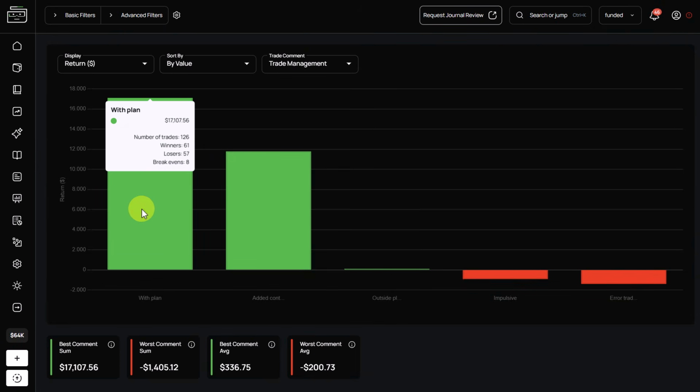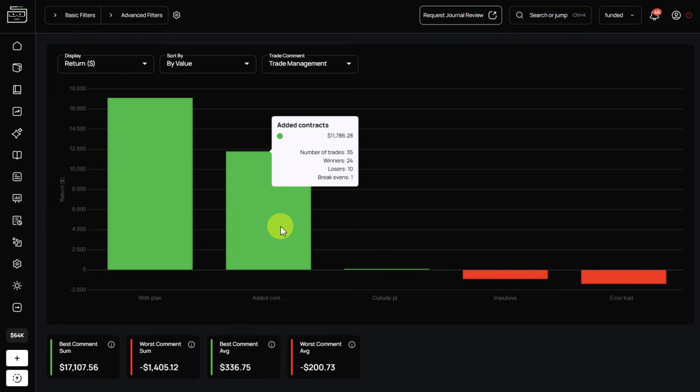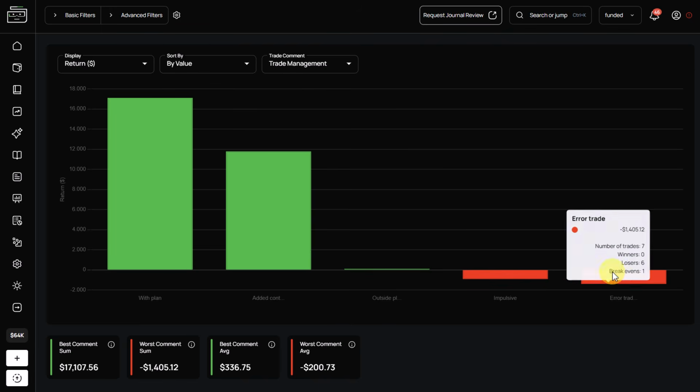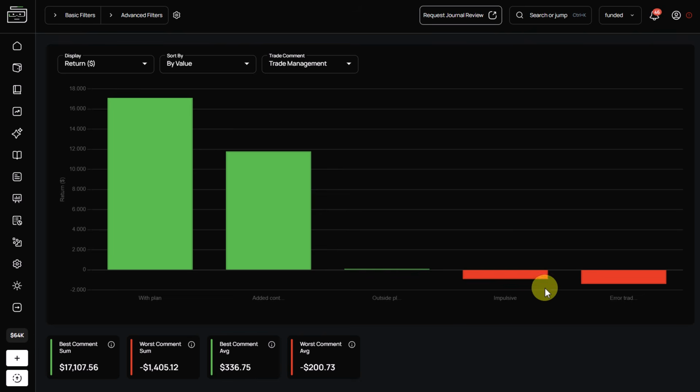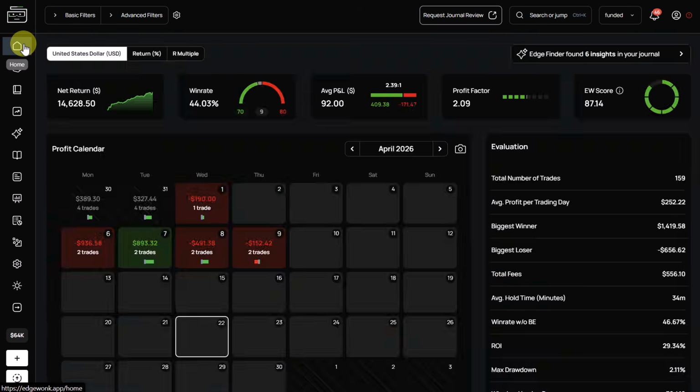He has 126 trades where he's going with the plan, which is good. This is non-descriptive, so this is not a qualitative comment. And then here on the right side, we can see 7 error trades, 7 impulsive trades. So those seem to be an issue for the trader. I want to see how big of an impact this has for the trader.